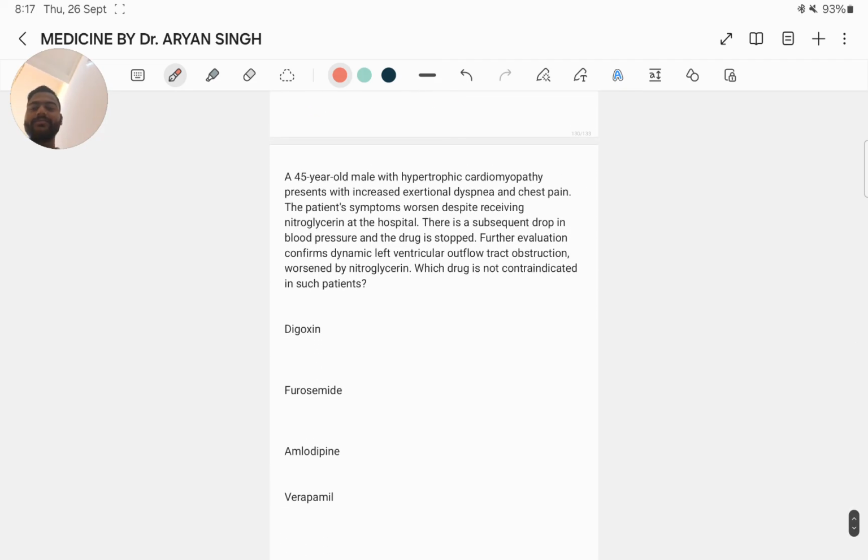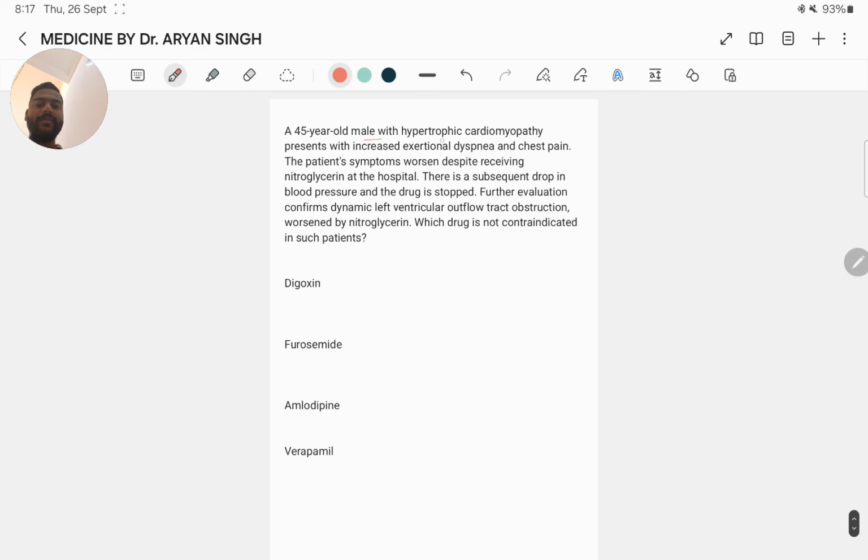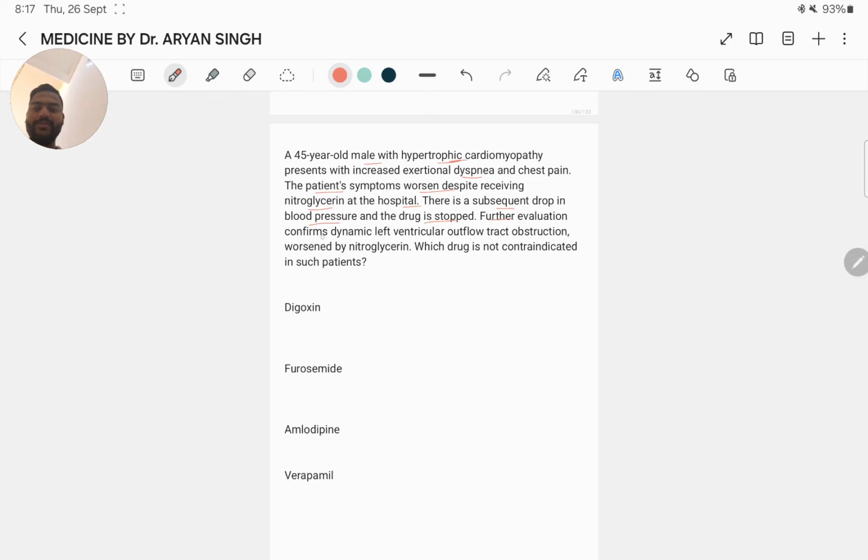Next question. A 45-year-old male with hypertrophic cardiomyopathy presents with increased exertional dyspnea and chest pain. The patient's symptoms worsen despite receiving nitroglycerin at the hospital. There is a subsequent drop in blood pressure and the drug is stopped for evaluation. Further evaluation confirms dynamic left ventricular outflow tract obstruction worsened by nitroglycerin. Which drug is not contraindicated in such a patient?